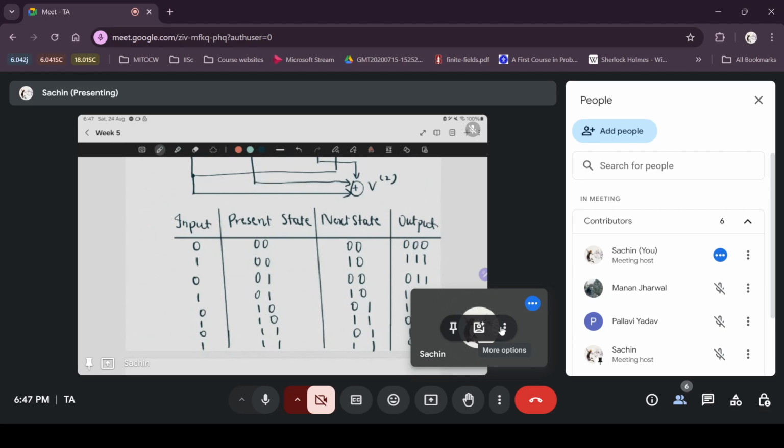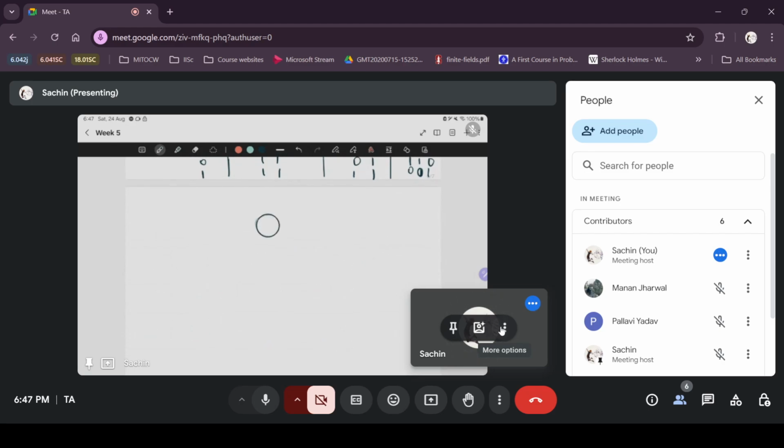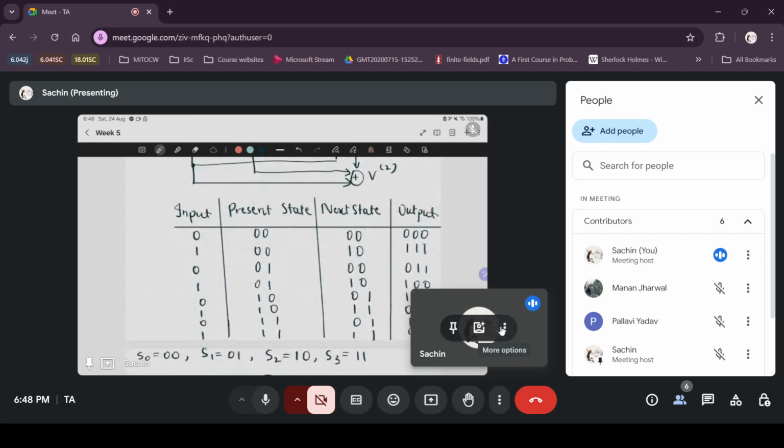Once you have this state table, you can write the state diagram. I'll call the state 00 S0. Sorry, that's not the convention. S0 is 00. We'll use S1 to denote the state 01, S2 to denote the state 10, and S3 to denote the state 11. So we have the states S0, S2, S1, S3.